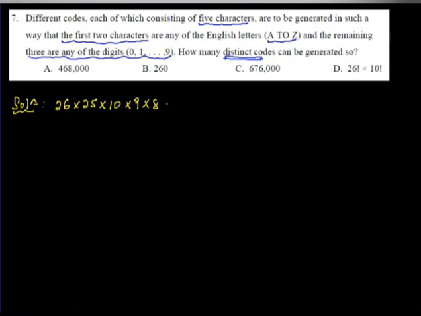So the product of all these things becomes the number of distinct codes that can be generated from English letters on the first 2, then the next 3 from digits 0 up to 9. Whenever you calculate the product of these numbers, you will get 468,000. Okay, so the answer for this problem is A.